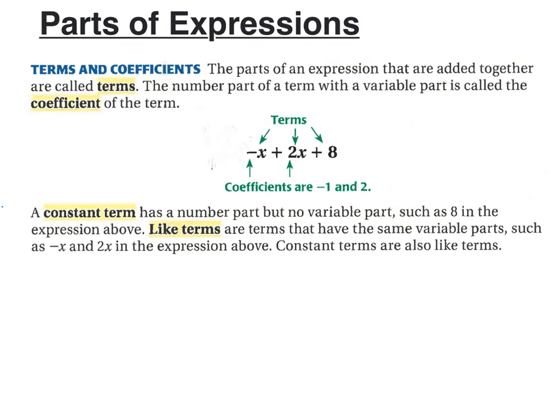A constant term is a number that does not have a variable. So in this case, it's positive 8, because this term, regardless of what the value of x is, will always be worth positive 8. Like terms are terms that have the same variable parts. In this case, it's negative x, negative 1x, and 2x, because they both have a single x as the variable.